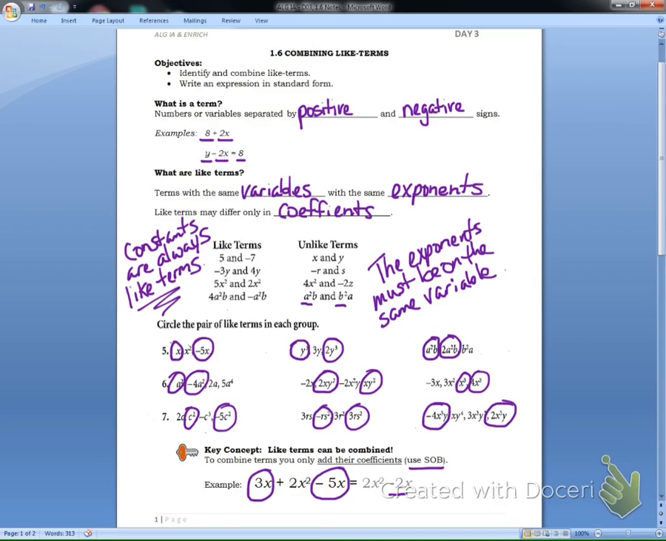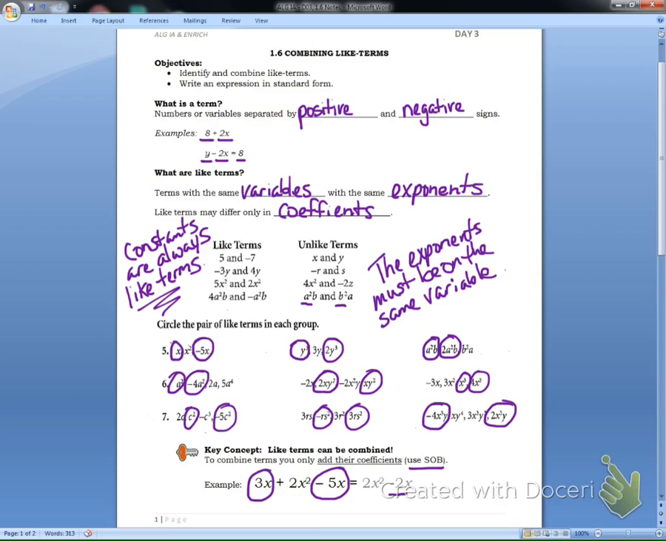The 2x to the second, you just copy down. You can't combine it with anything else. So when you combine your like terms, you are not evaluating the expression. Remember in our previous lesson, evaluate means that when you're done, you have one numeric answer. When you have an algebraic expression, all you can do is combine your like terms using that SOB. When you're done, you may still have variables and more than one term answers.